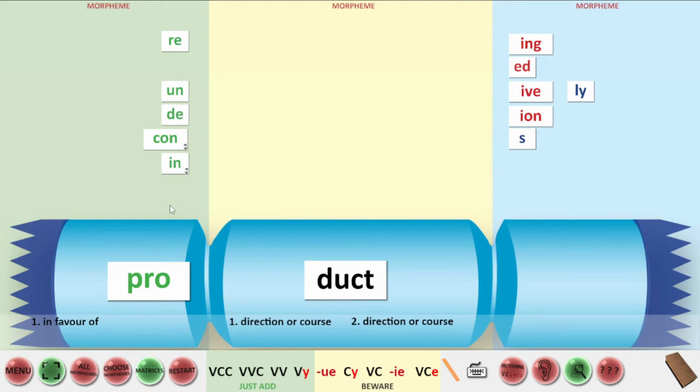All right, let's pull down prefix pro and leave duct there and go for ive. And you know you're looking at the word productive. So productive is a really cool word because if we talk about something being productive, it means that we have set the direction of our progress or our behavior in a way that we're all in favor of. So if you have a look at the meaning under pro, it means in favor of.